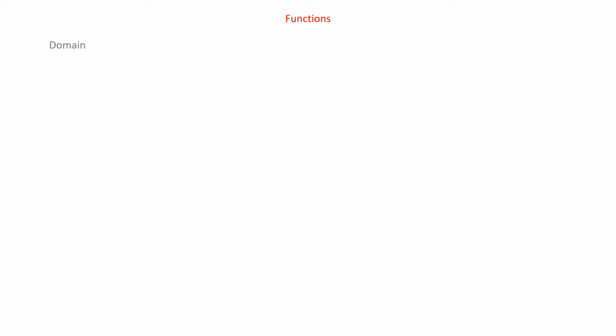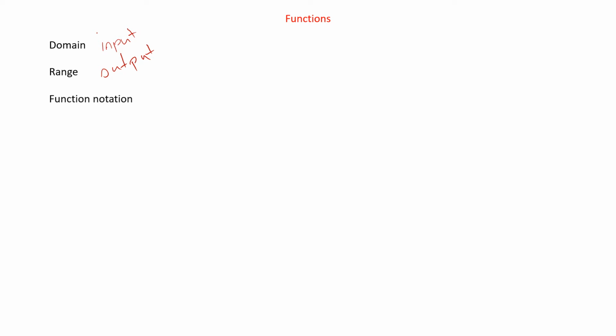Other good vocab words. The domain. The domain is the restrictions on the input. So generally speaking, what can x be? We'll talk a little bit more about that in just a minute. The range would be the output. What could y be?